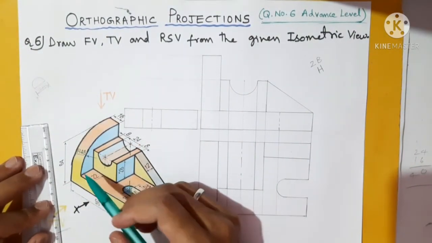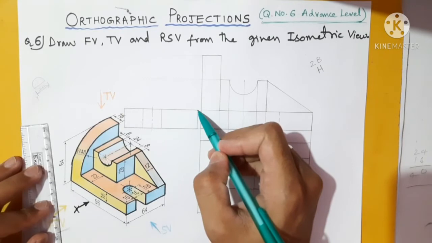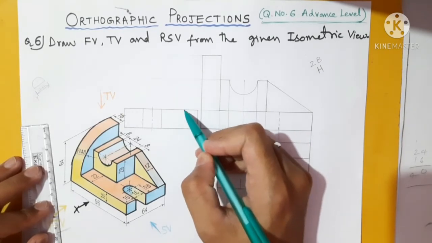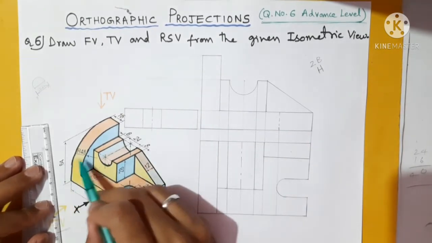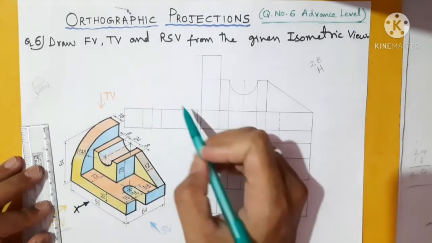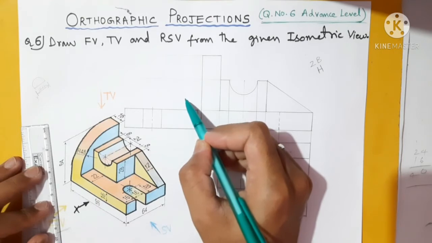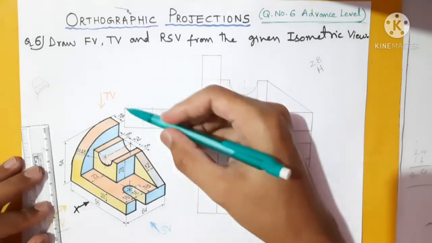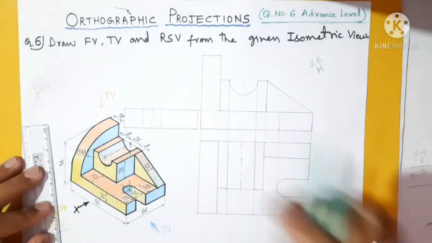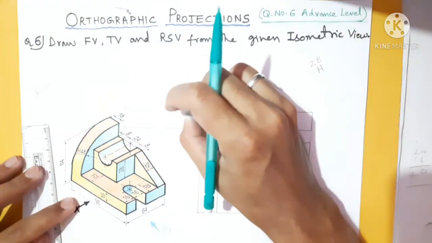But here they have given 48. Now what to do? From here, if you are moving some distance such as 16, if you do 64 minus 48, you will be getting 16. So from here if you move 16 mm, and from here 16 mm move here, then taking this as a center and drawing the arc, that is also wrong. So what to do with that, I will show you.